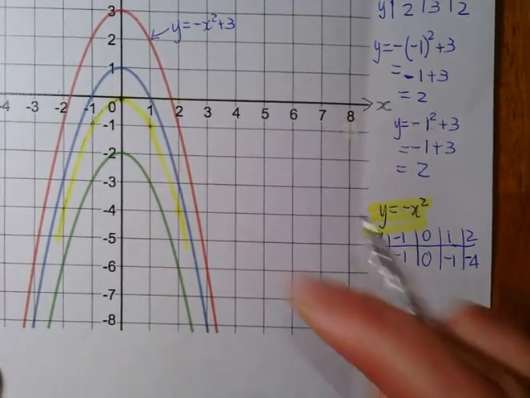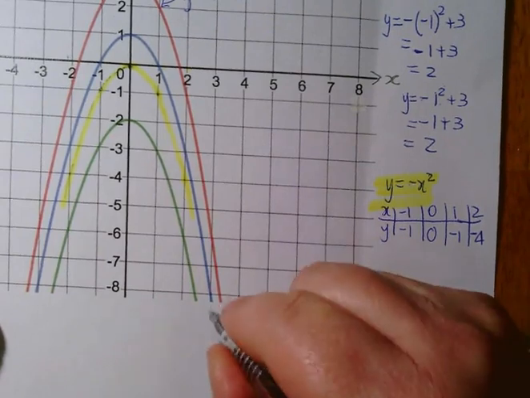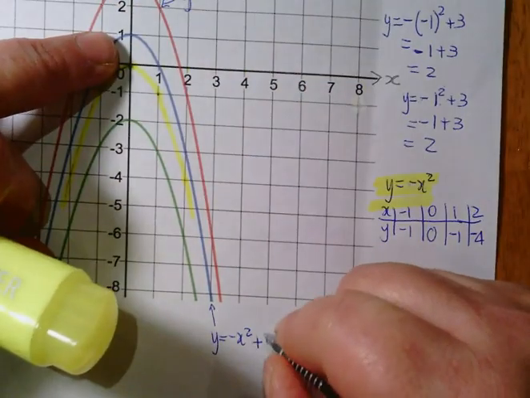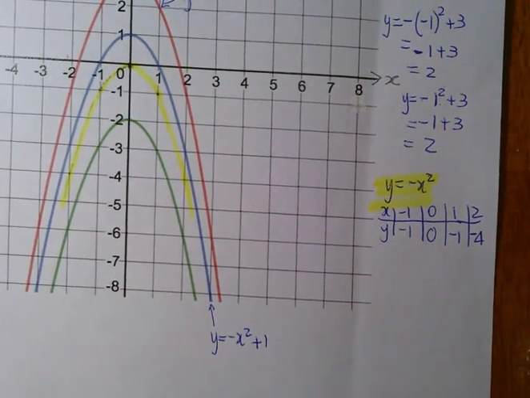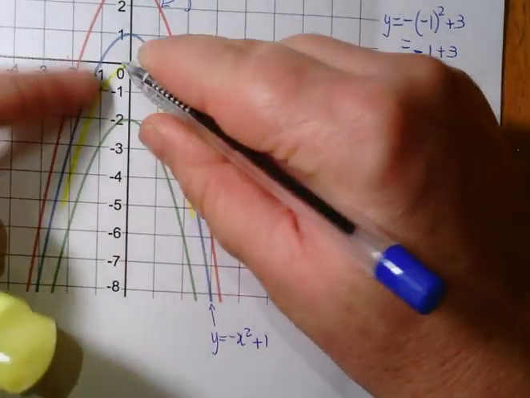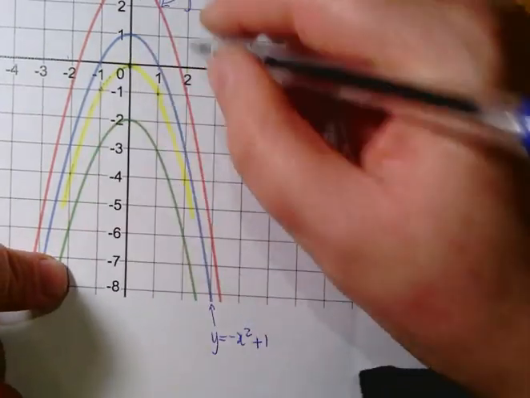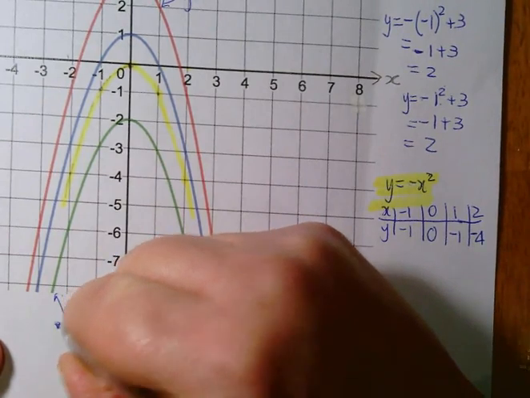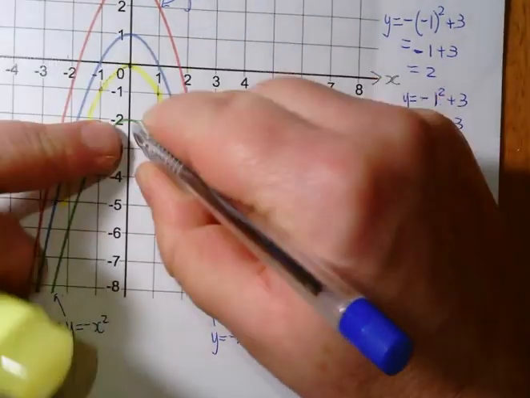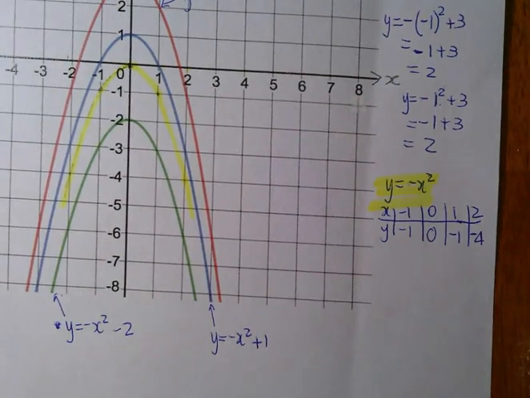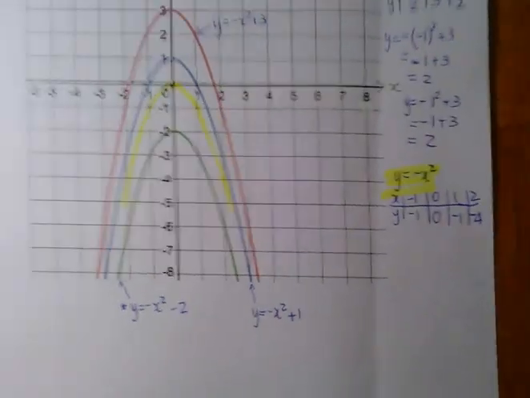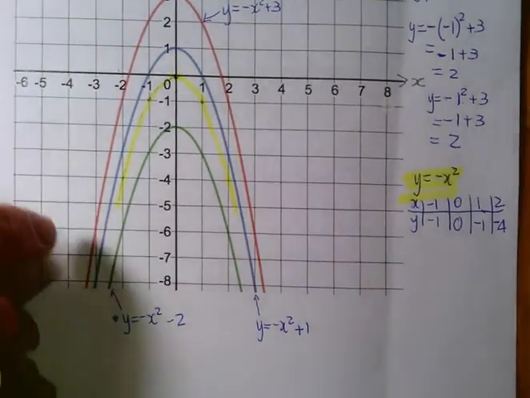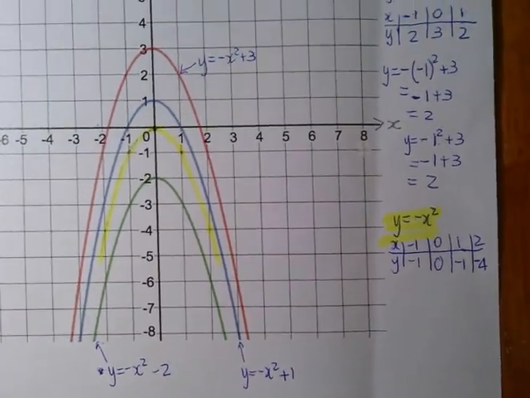We can see that this blue curve down here is y equals -x squared, just shifted up 1 unit, plus 1. And the green curve here is the negative, because these are all concave down, so they're all -x squared. The green curve is y equals -x squared shifted down 2 units, -2. So you can shift the concave up parabola up or down, and you can also shift the concave down parabola up or down.